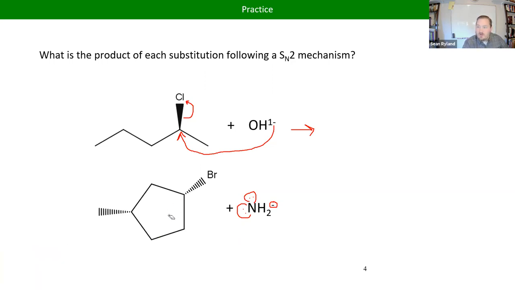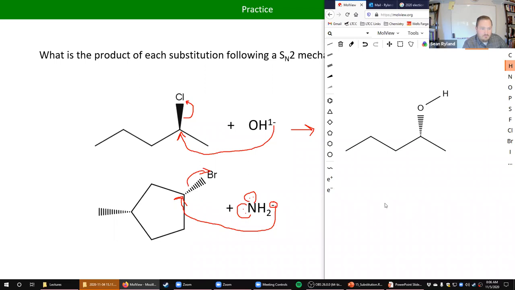Because when we show mechanisms, we're showing the electrons moving. So a positive charge, you can't draw an arrow from a positive charge. You draw an arrow to a positive charge. And bromide leaves. So our product here, the rest of the molecule all still stays the same. We're just going to wind up now with our NH2 attached and sticking out towards us.